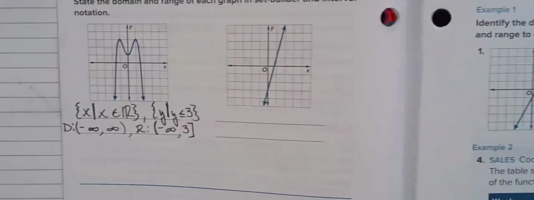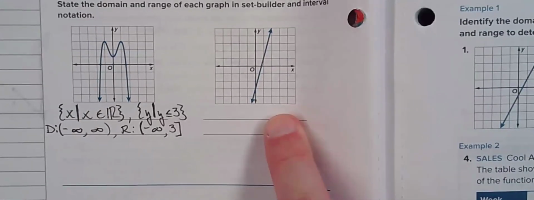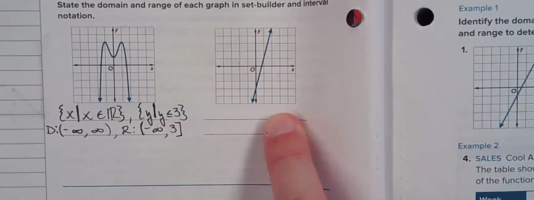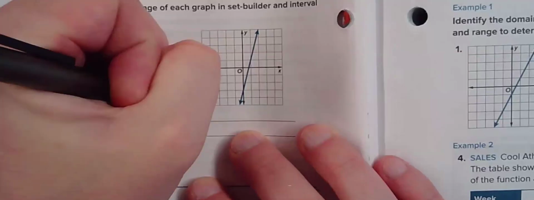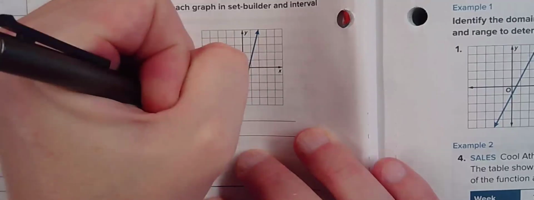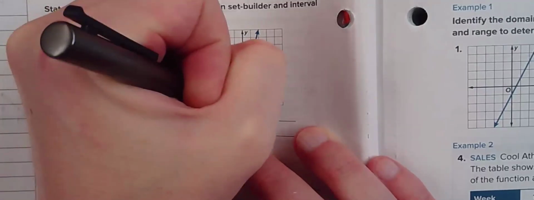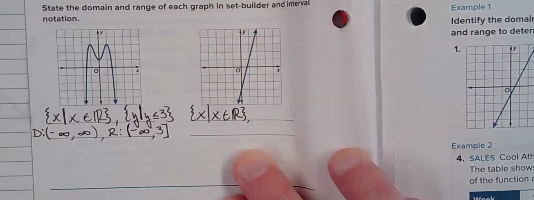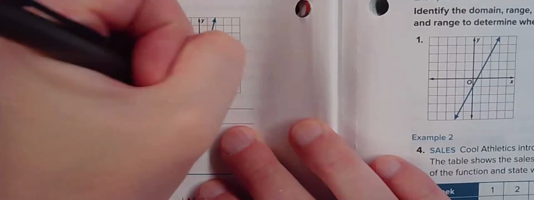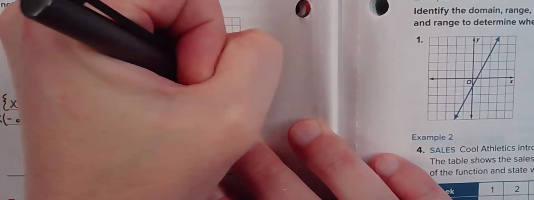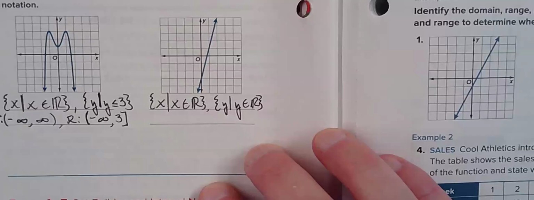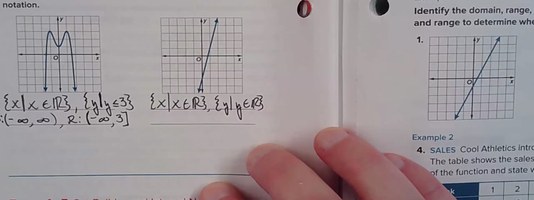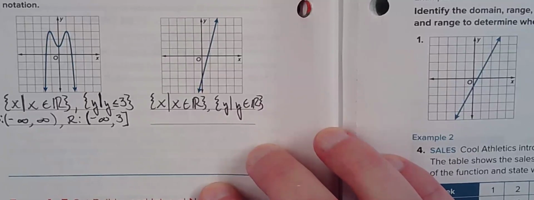All right. So let's go on to the next one here. What are the domain and range for this graph? All real numbers for both of them, right? All real numbers all the way across. So this one, let's make this one quick. All values of x such that x is an element of the real numbers, comma. All values of y such that y is an element of the real numbers. All real numbers for domain and range for this entire graph.